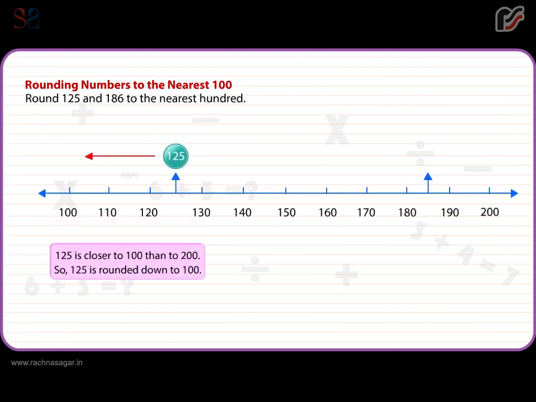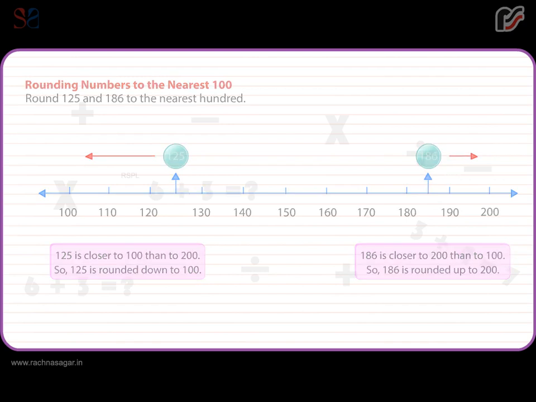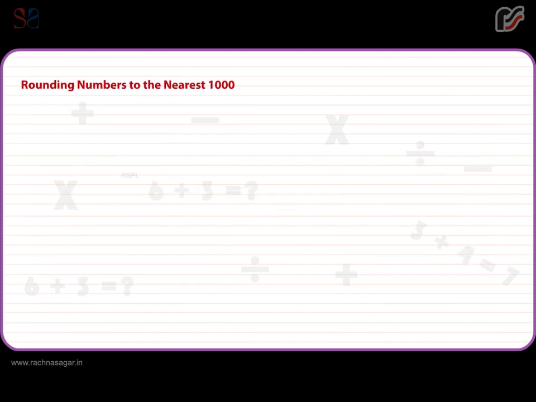125 is closer to 100 than to 200. So, 125 is rounded down to 100. 186 is closer to 200 than to 100. So, 186 is rounded up to 200. Rounding numbers to the nearest 1000.